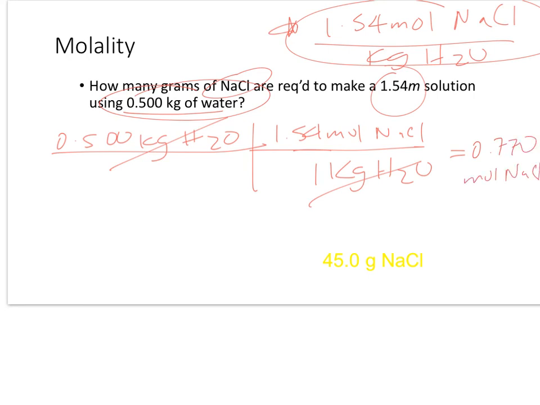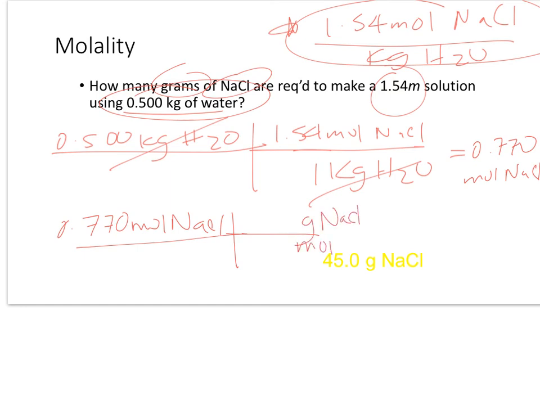Now they didn't ask me for moles of NaCl, they asked me to give them grams of NaCl, so I need to take my moles of NaCl and convert it into grams. So I need my molar mass of NaCl. I'm going to plug that in, which is 58.44 grams for every 1 mole. We do that calculation, and this gives us 44.99, which to 3 significant figures is going to be 45.0 grams of NaCl.